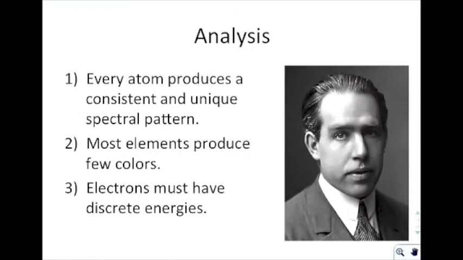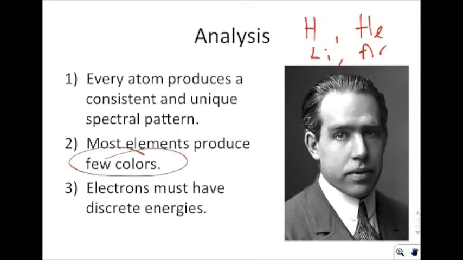patterns. Okay, these spectral patterns are consistent and unique for every atom. So the spectral pattern for hydrogen is very different from helium, which is very different from lithium, which is very different from argon, and so on. But for each atom, it's the same. Hydrogen always has the same spectral pattern. Helium always has the same spectral pattern. And what's interesting is there are actually very, very few colors produced. So what he determined from this is that the electrons have to have specific energies.